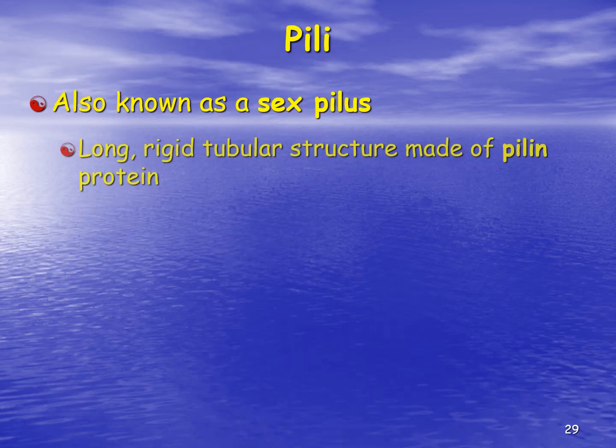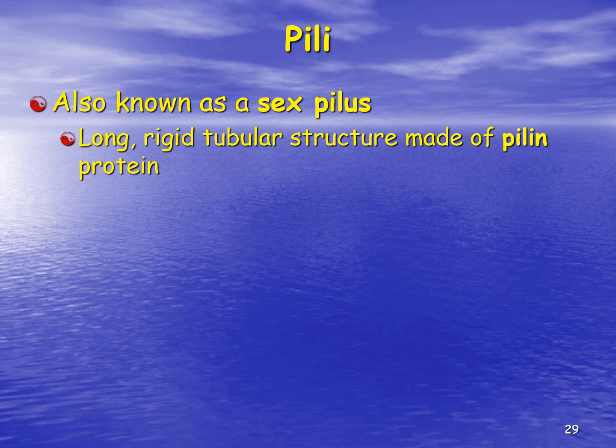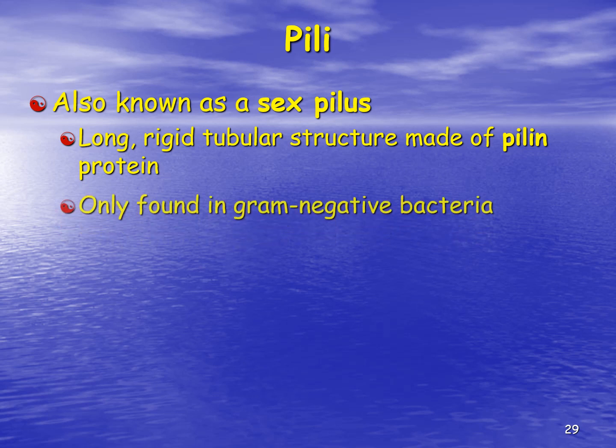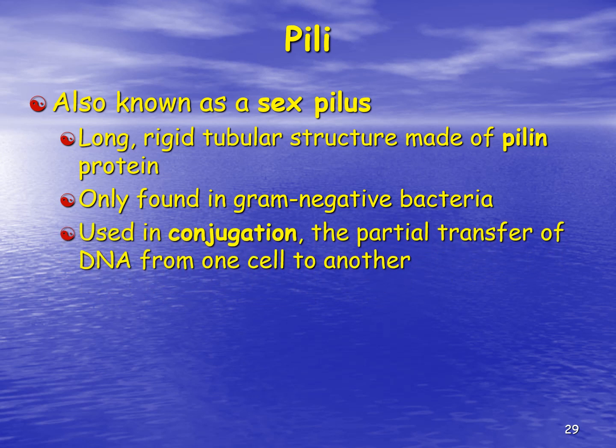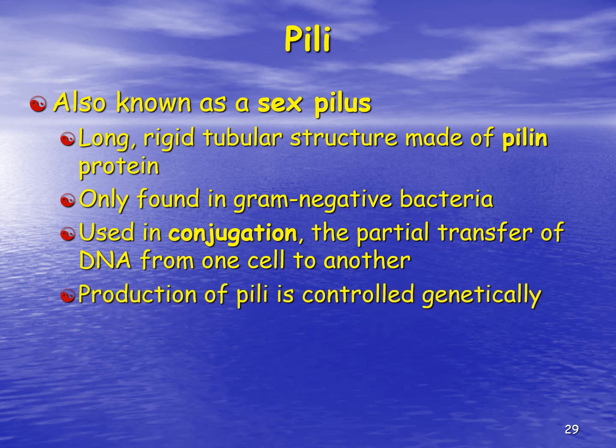The pilus, again, sometimes known as the sex pilus, even though, yes, again, not bacterial sex. It's simply exchange of genetic material. It's a long, rigid, hollow tube that's made of the protein called pilin. These are found only in gram-negative bacteria, so gram-positives do not produce sex pilus. The pili are used in the process known as conjugation that we'll talk about later. That's where we get the partial transfer of DNA from one cell to another.